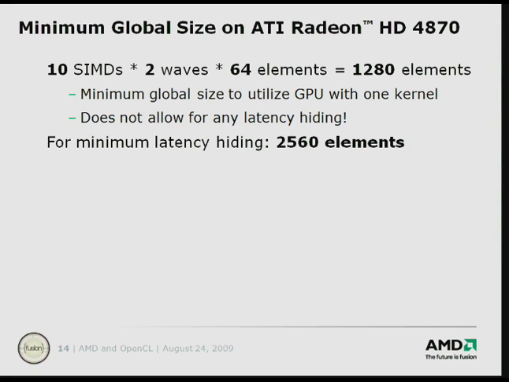If you launch just this many, however, this is the minimum global size to fill the chip. You get no latency hiding here. The suggestion for a minimum amount of latency hiding is to double this, to put 4 waves per chip, like the diagram that I showed, which would be 2,560 elements. In practice, what we find is that we tell most developers to shoot for 8,000 work items in flight.